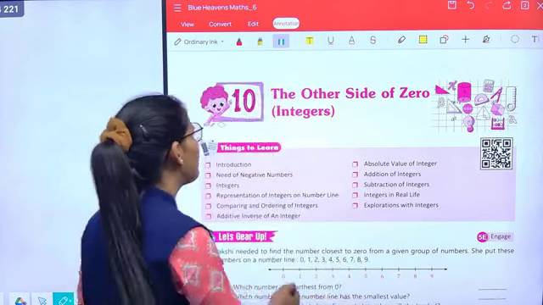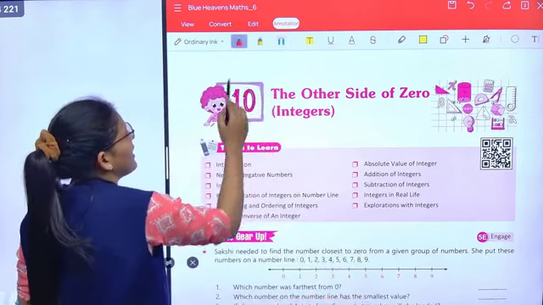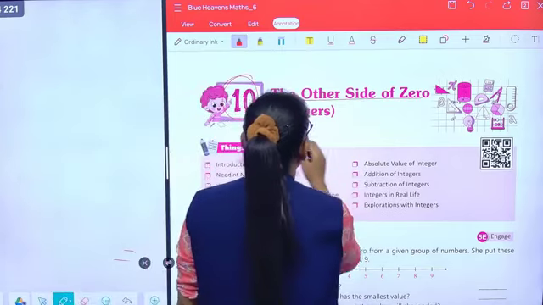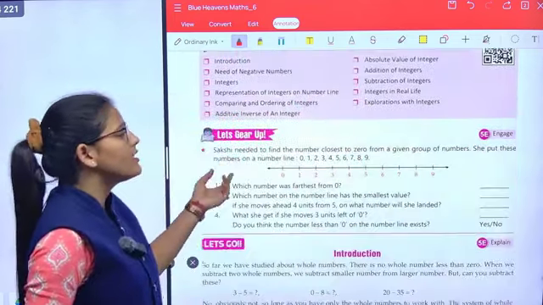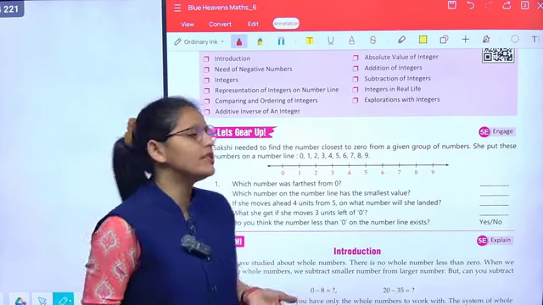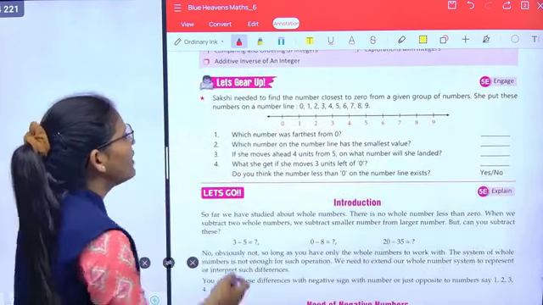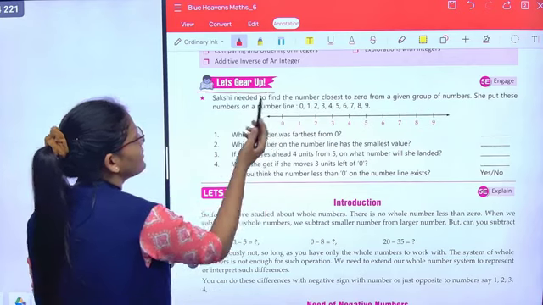Students, today we will learn chapter number 10, that is the other side of zero, integers. Now class, in this chapter we are going to study about integers. Now let's start the chapter.